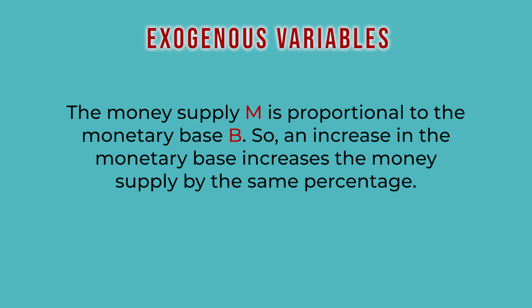The last section of my module deals with the impact of the exogenous variables on money supply. We had three exogenous variables: the monetary base B, the reserve deposit ratio RR, and the currency deposit ratio CR. The money supply M is proportional to the monetary base B. Any increase in the monetary base will increase the money supply by the same percentage. It is directly proportional, so we have a direct impact here.